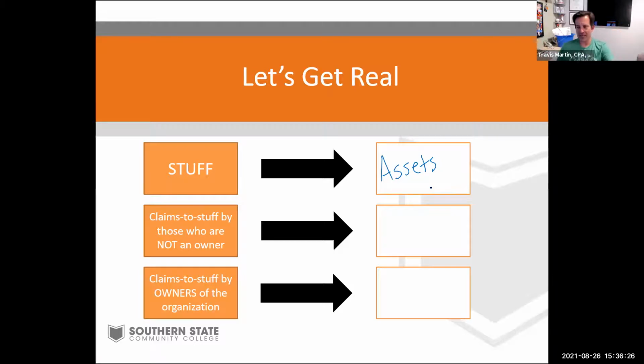Okay? So your home is an asset. Your vehicle's an asset. Your RC car is an asset. Guitar is an asset. All that stuff you own personally would be an asset. Same idea for businesses. You think about Walmart, those cash registers, assets. The parking lot, the lighting in the parking lot, assets. The inventory, assets. Okay? Claims to stuff by people who are not an owner. Not an owner, but they have a claim. We call those liabilities.